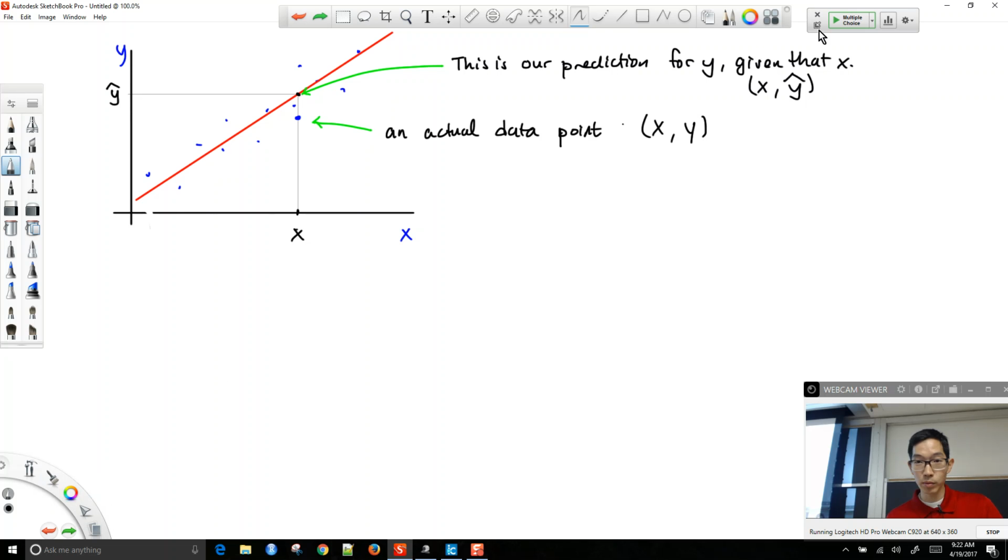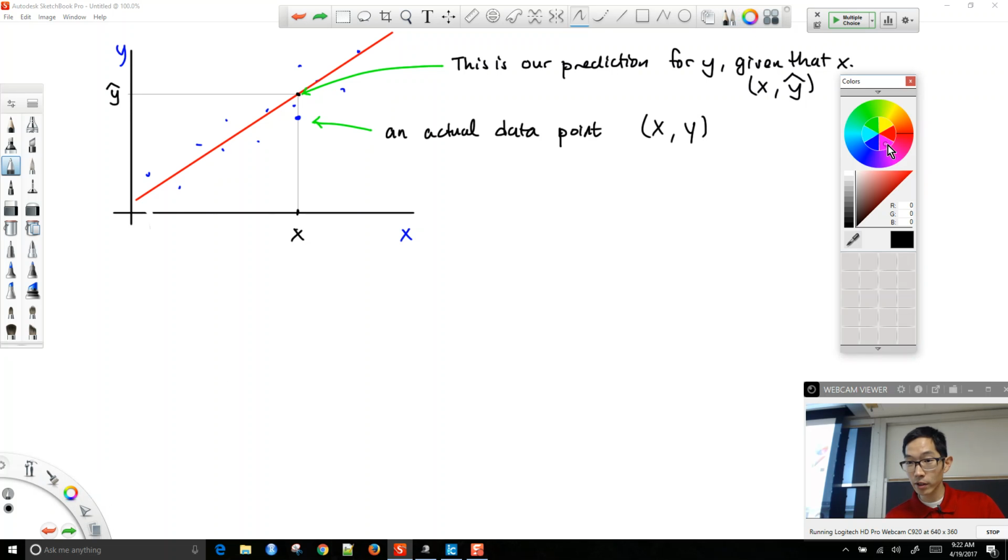So let me see if I can pick a color here. All right. And so this distance right here, this looks exactly the same as red, doesn't it? Is that me? I don't know what's going on. Okay, is that better? No.